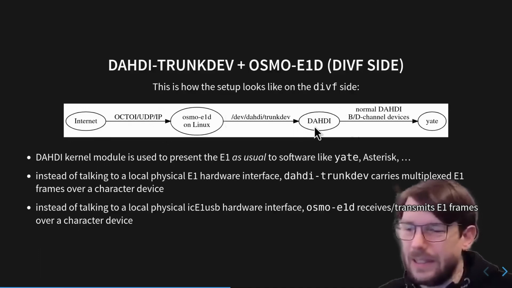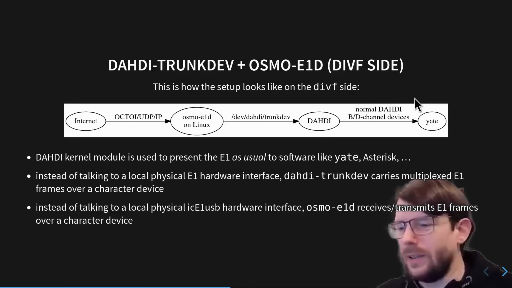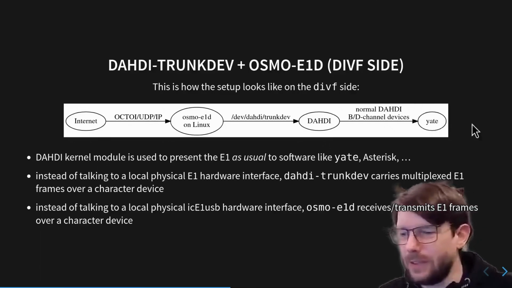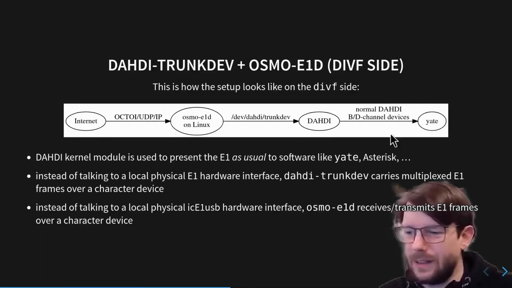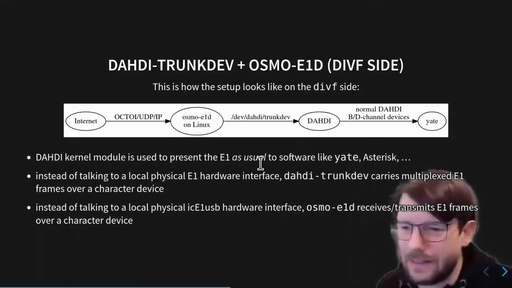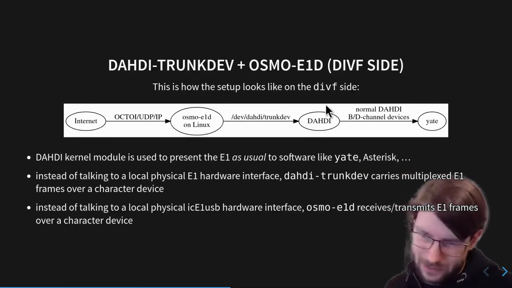of the Linux kernel, which then offers the normal DAHDI user interface to a soft switch like Yate in this case. So for Yate, or you could do the same with Asterisk or FreeSwitch or whatever you want, but for the soft switch software, this software doesn't know that it's not talking to a real physical E1 channel that's locally in this machine, attached by hardware. It looks exactly the same. So there's no modification for this in Yate. It's just some custom code here, Osmo E1D, and this modification to DAHDI.